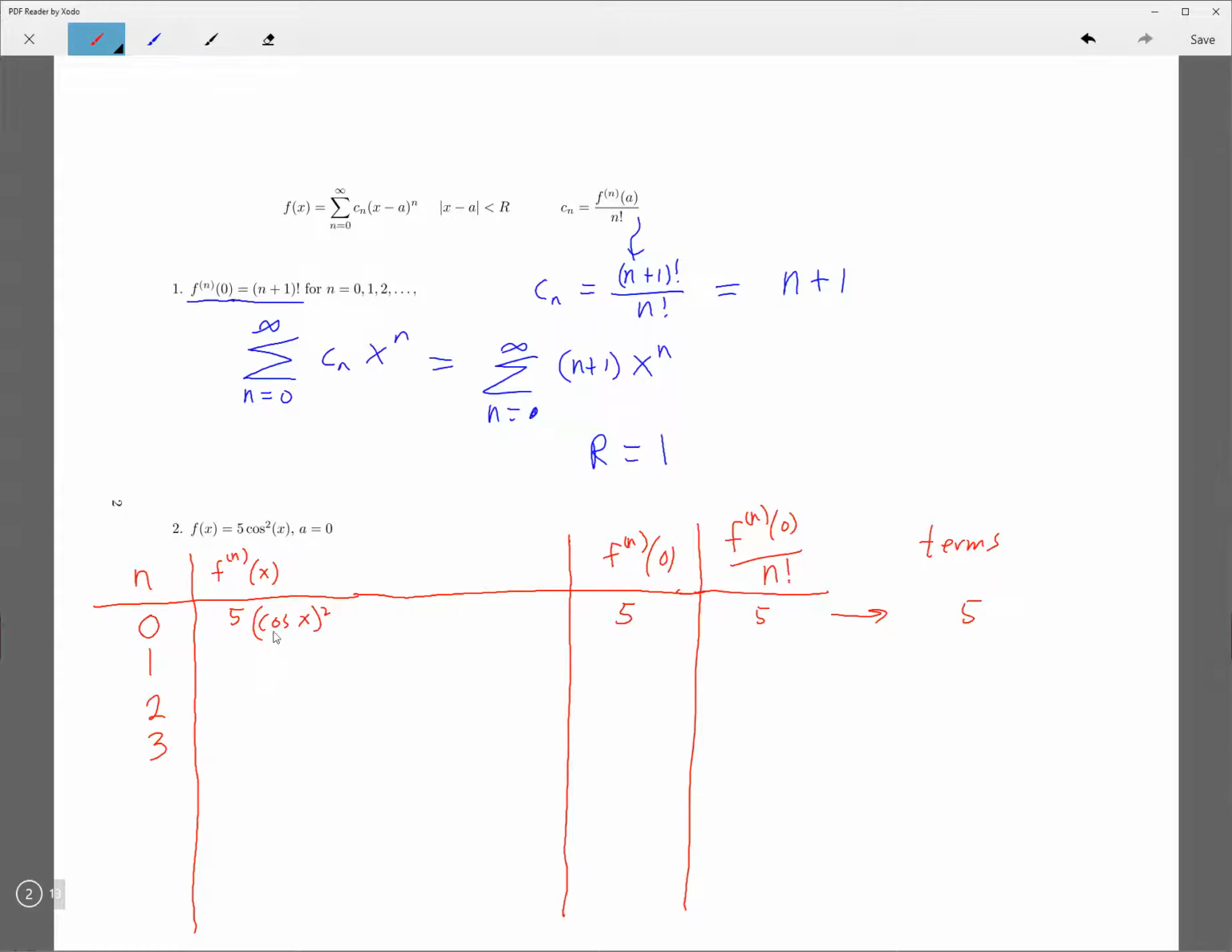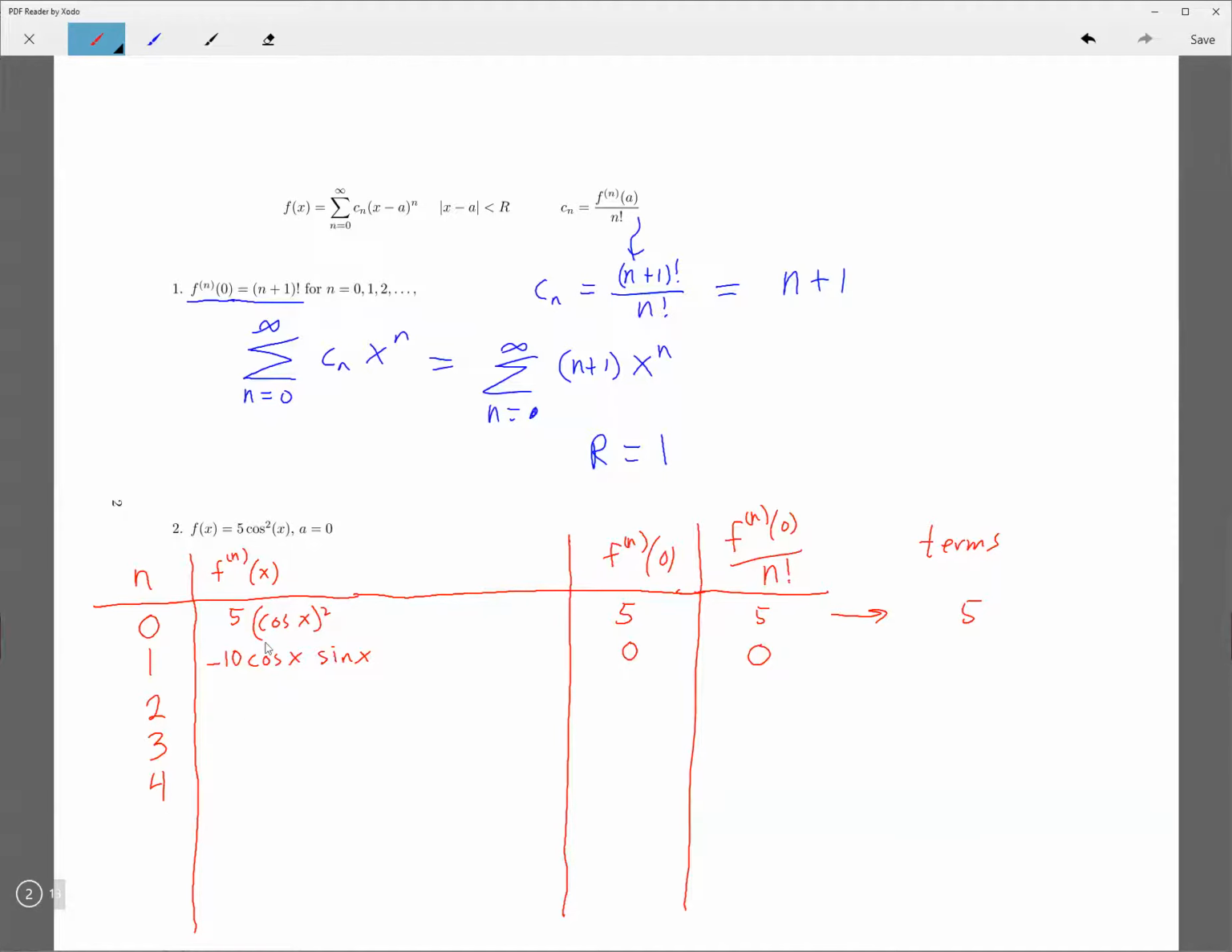Okay, so now first derivative. Take the derivative of this, and you're going to have a 2 come down, so that's 10 times cosine x times the derivative of cosine, which is negative sine. And you put a 0 in here, unfortunately, sine makes the whole thing 0, so that's just 0. So that's no good. Useless. Okay, that means you have to go another term.